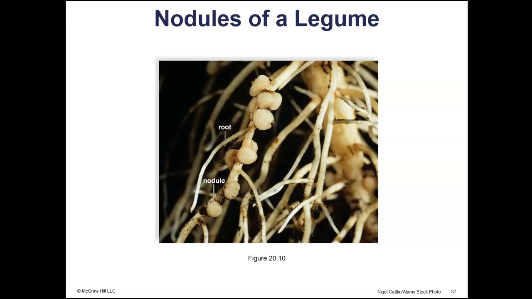Okay, this is a picture of the nodules on the roots of a legume, for example, like a soybean plant. So what lives inside of these nodules are bacteria that convert the nitrogen gas in the air into usable nitrogen. Kind of like they provide fertilizer to the plant. They provide fertilizer to the soil.